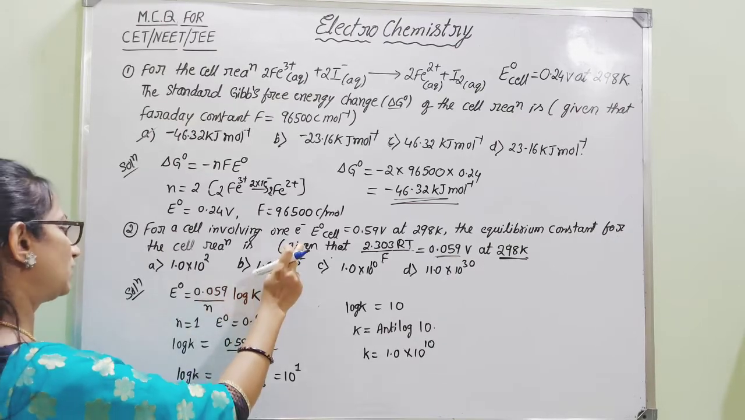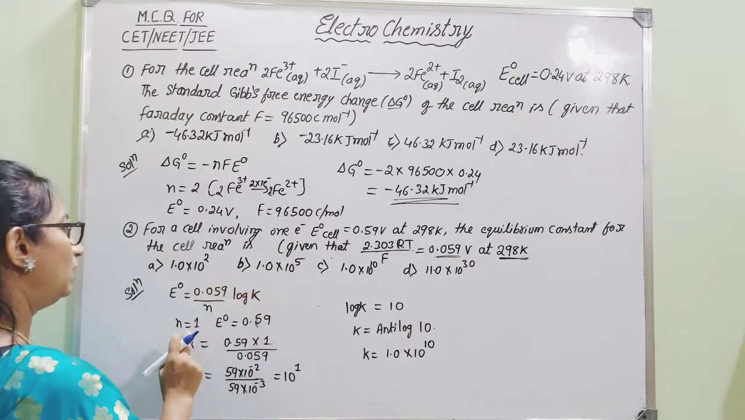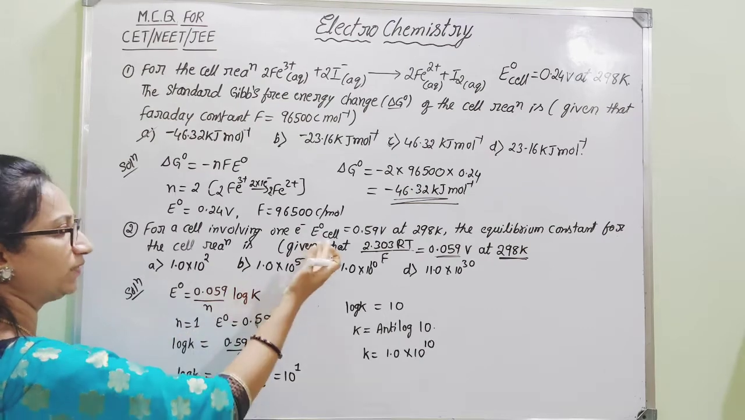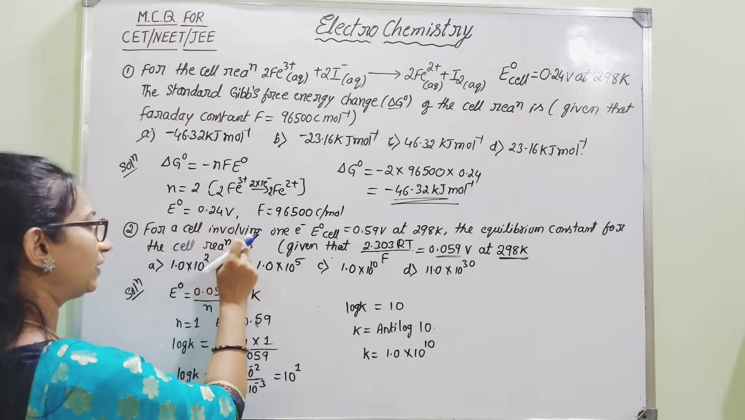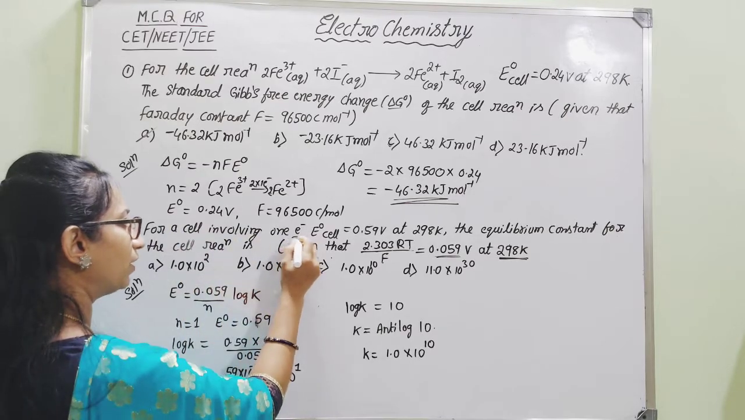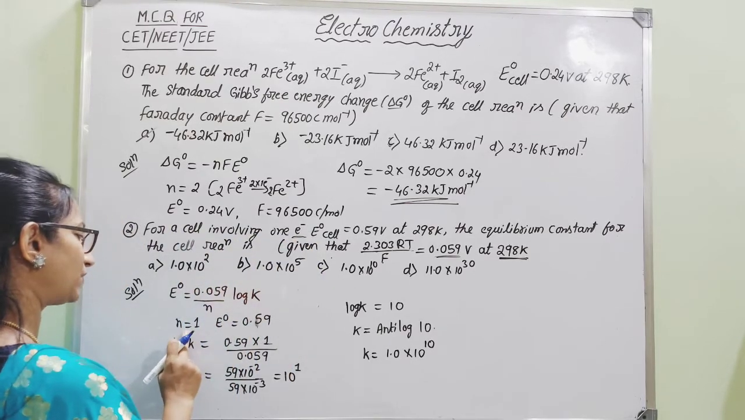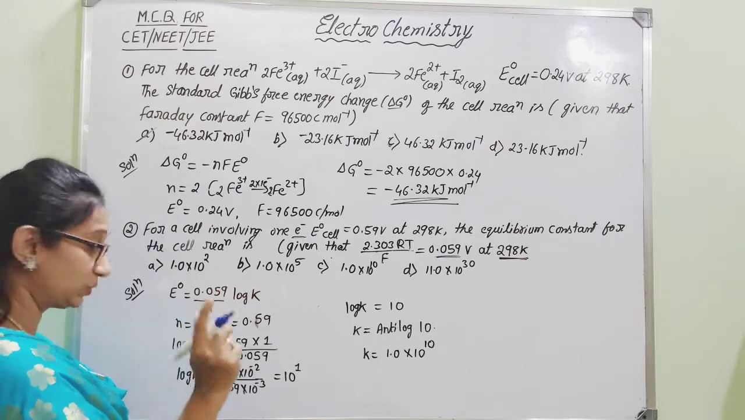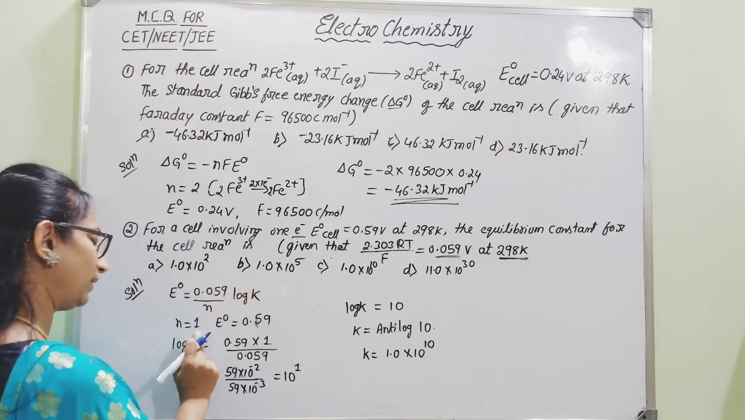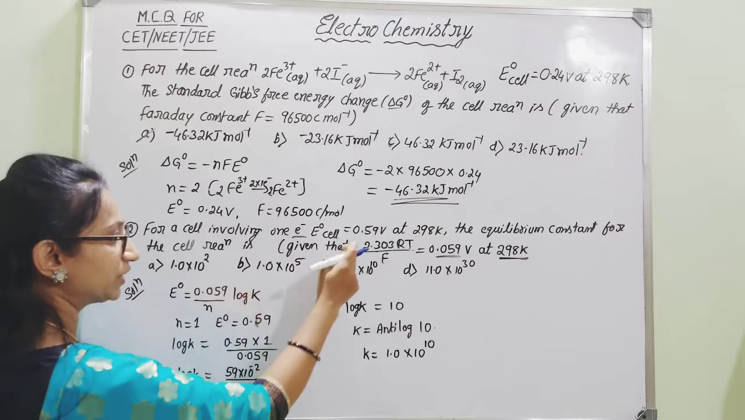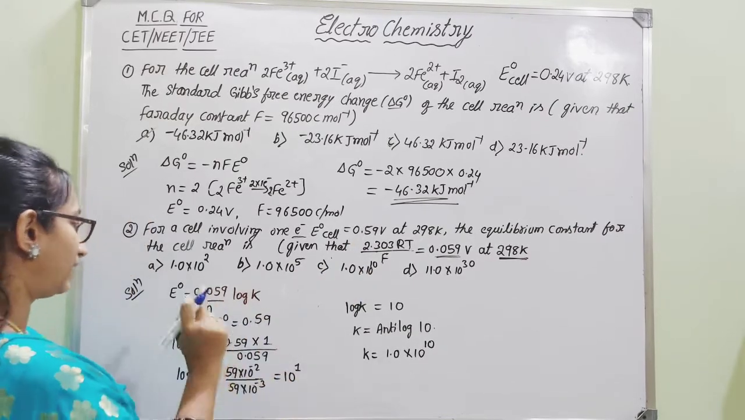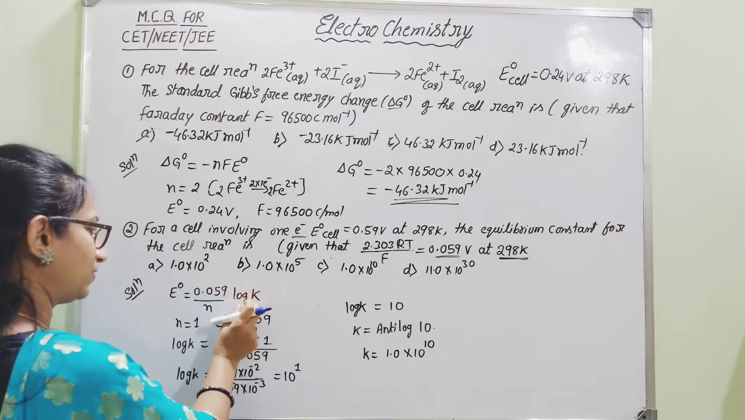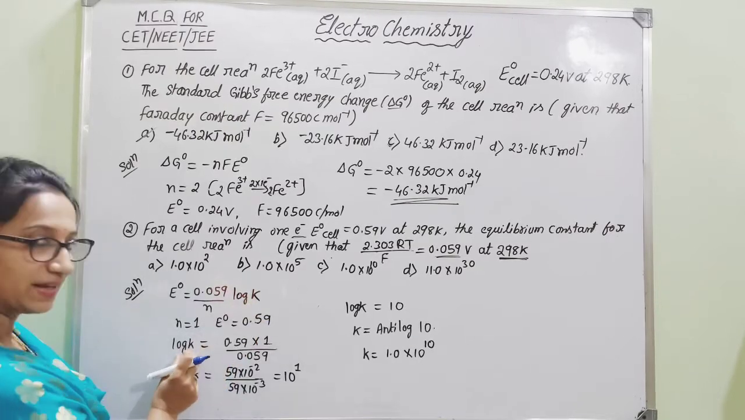Now, according to this question, what is the n value? There is no equation or reaction here, but he has directly mentioned a cell involving one electron. So the number of electrons exchanged is equal to 1. Therefore, n is equal to 1, and the E naught value he has mentioned himself, that is 0.59. Then we want log K, so we can shift log K to the left hand side.